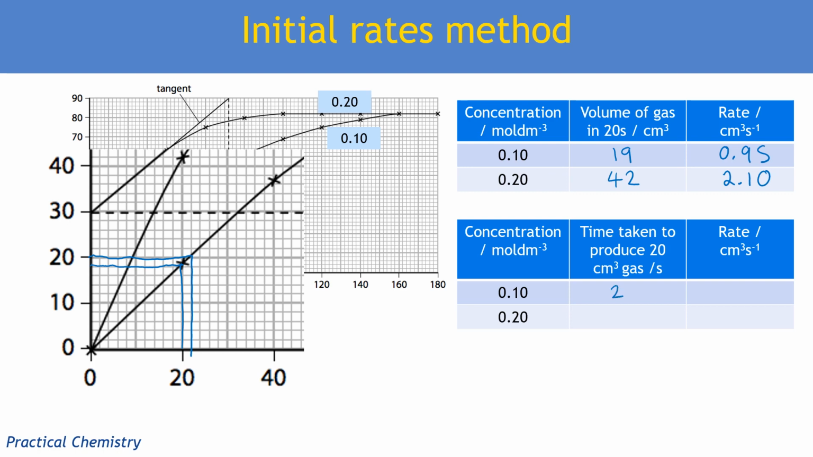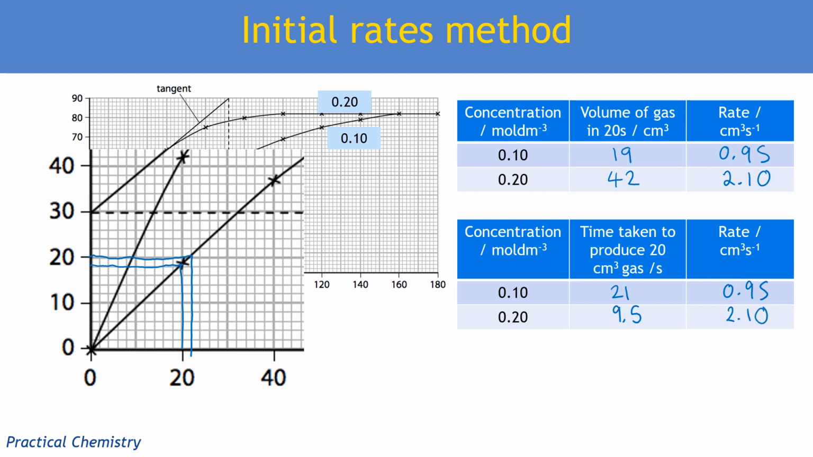So this time I'm going across from the y-axis and reading down, and I find that at 0.1, it takes 21 seconds. I'm going to do the same calculation, so it's volume of gas divided by time, so it's 20 divided by 21, which turns out to still be 0.95. And then I can do the same thing at the different concentration, and I can find that it actually takes a lot less time, so it takes 9.5 seconds, and the rate is 2.10.